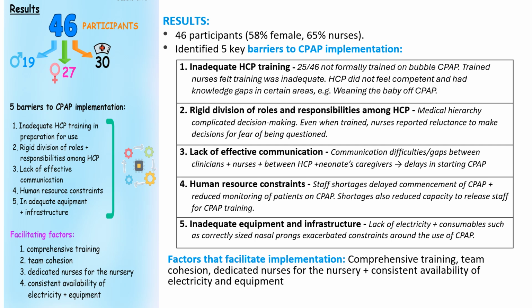The second barrier was identified as rigid division of roles and responsibilities among healthcare professionals. Medical hierarchy complicated decision-making as clinicians have greater authority to decide when a baby requires CPAP. Even when trained, some nurses reported reluctance to make decisions for fear of being questioned, which potentially delayed the commencement of CPAP.